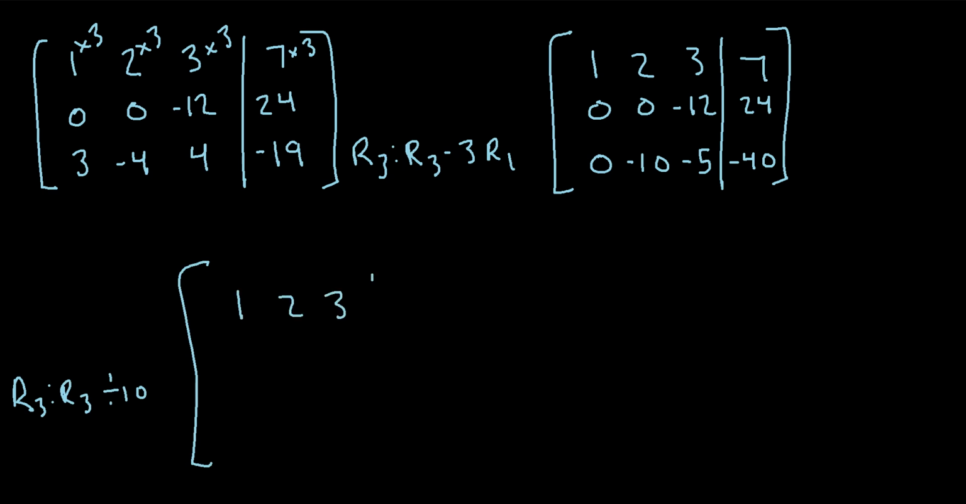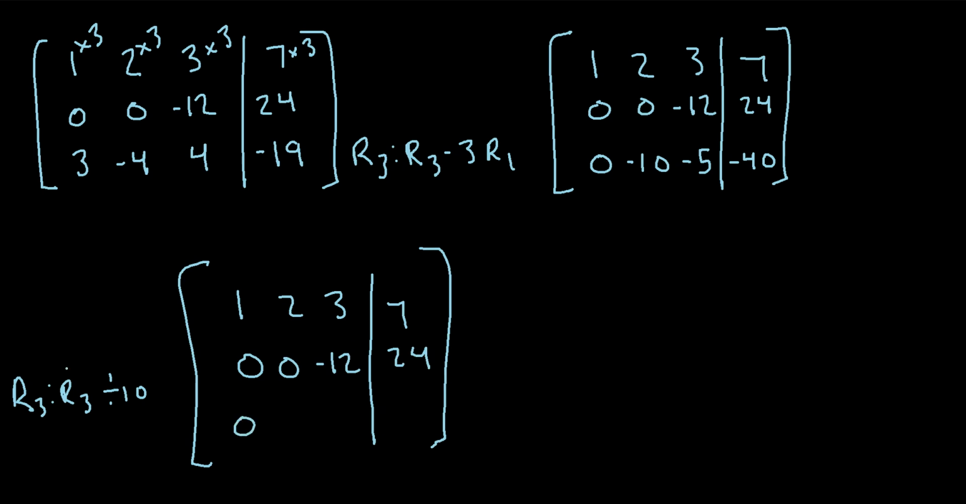So the first row doesn't change at all. Neither does the second row. Row 3 is row 3 divided by 10. So 0 divided by 10 is just 0. Negative 10, excuse me, this should be a negative 10. Negative 10 divided by negative 10 is 1. Negative 5 divided by negative 10 is negative 5 over 10, or 1/2. And negative 40 divided by negative 10 is 4.